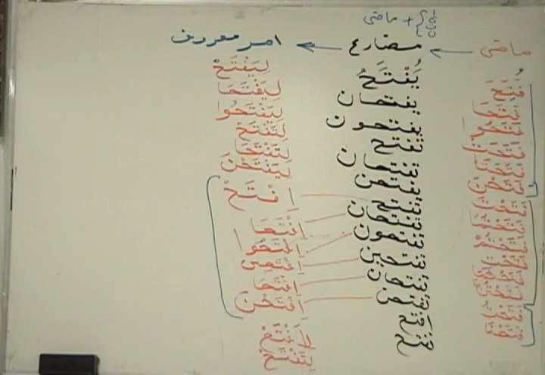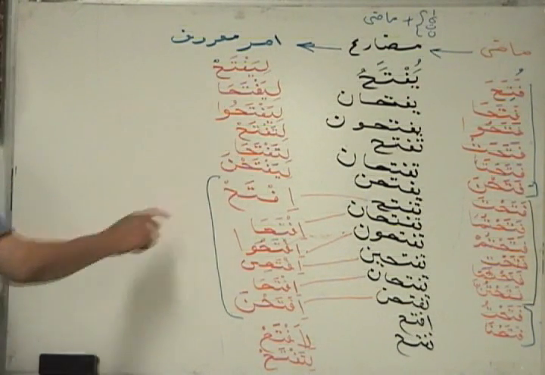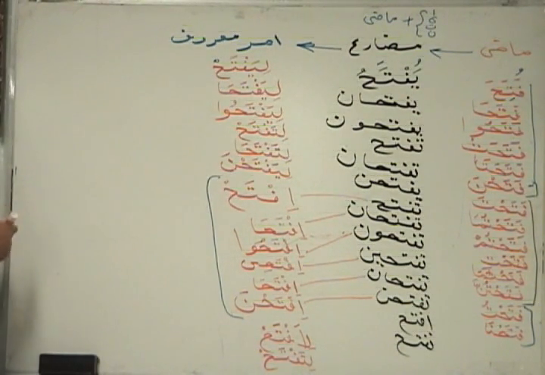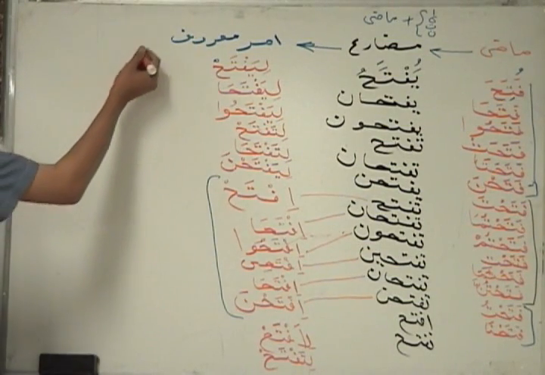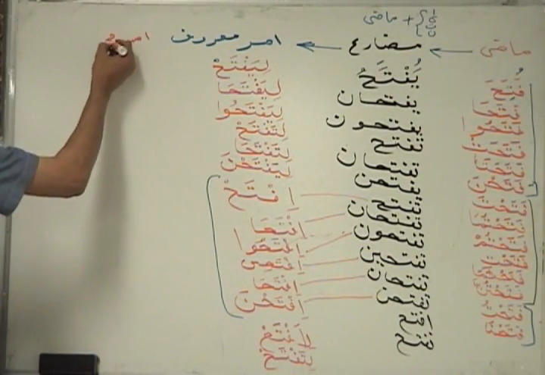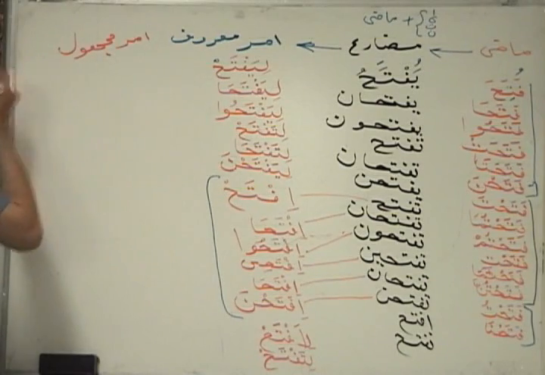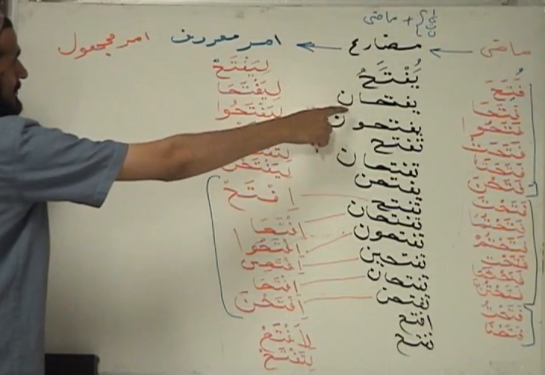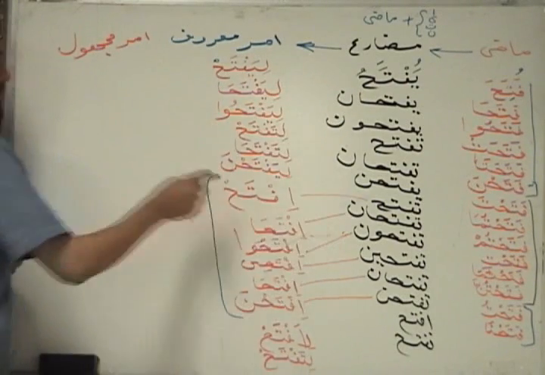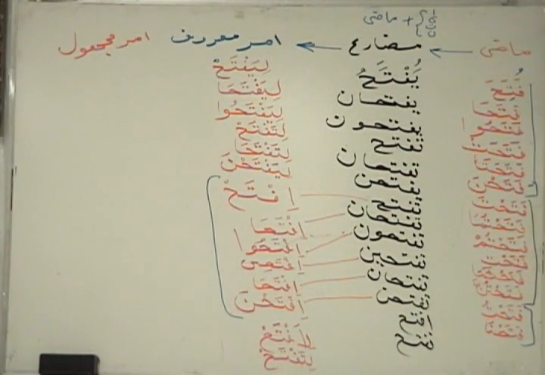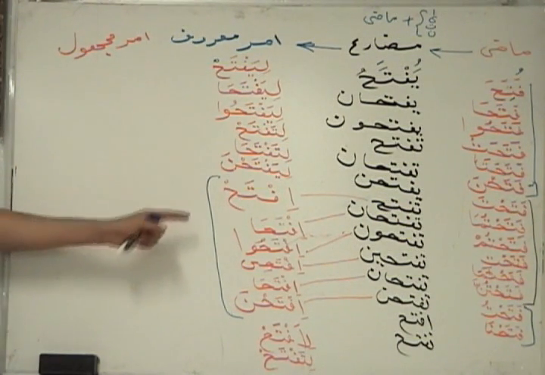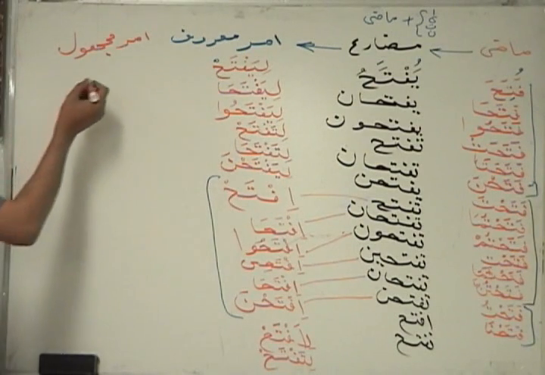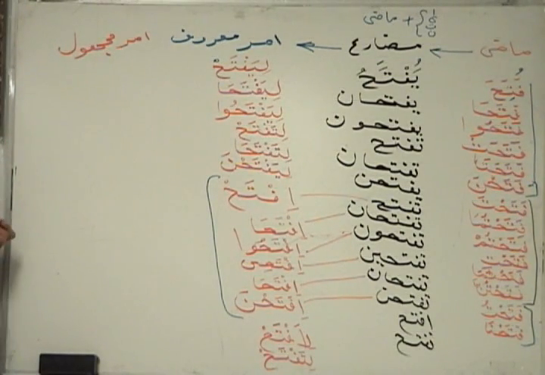For amr majhul though, you don't even have to worry about this part. Amr majhul is like mudari' majhul. So what you do is you get the same thing. You actually get the majhul of this, and you add a lam with a kasra at the beginning and sukoon at the end, or drop the nun. So you don't do this part. So you say liyuftah, yuftah, liyuftaha, liyuftahu.